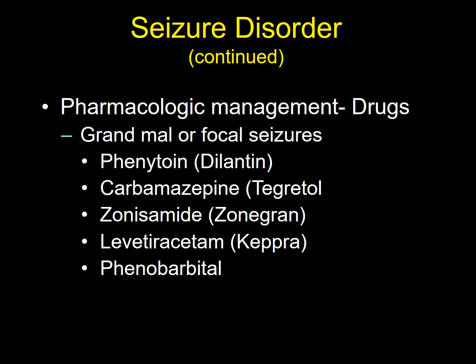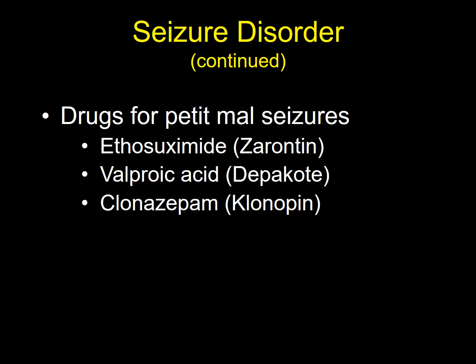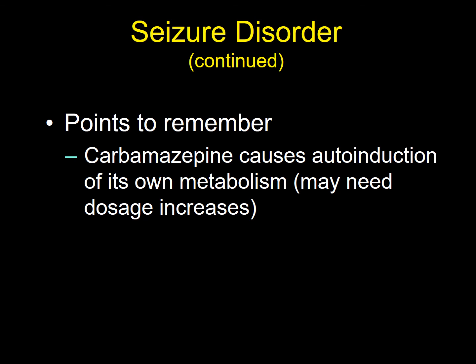So we've got lots of different drugs here. It's not my interest to read the names of drugs to you. You probably recognize some of these. Dilantin, as old as it is, is still very widely used. Keppra is another one, Zonegran. Phenobarbital, I believe, is the drug of choice for grand mal seizure management in children. For absence seizures or petit mal seizures that we see more commonly in children, there's Klonopin, Depakote, Zarontin.